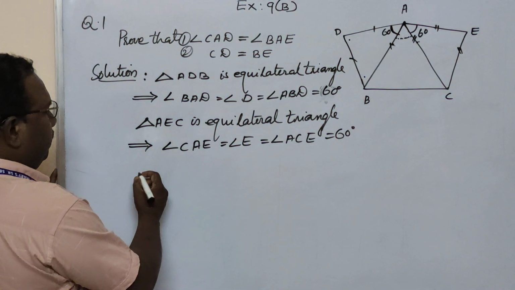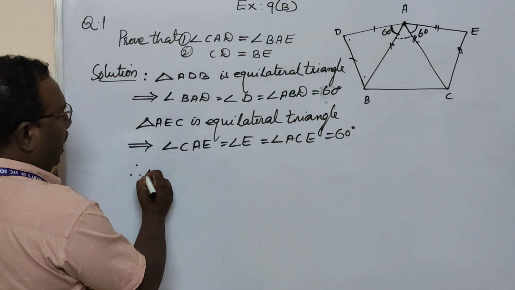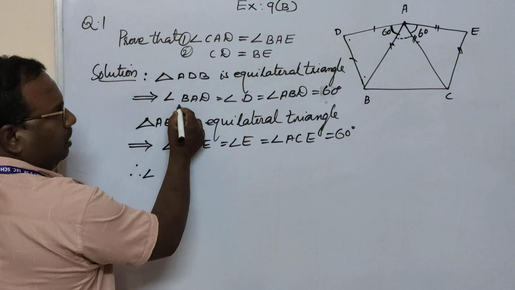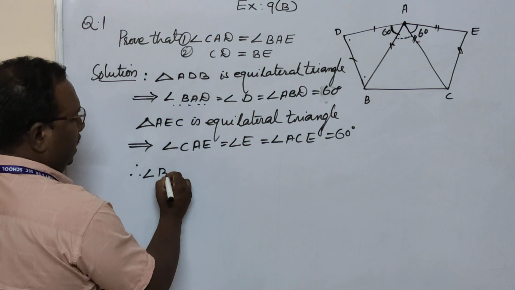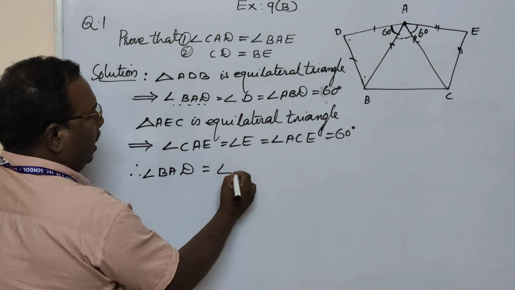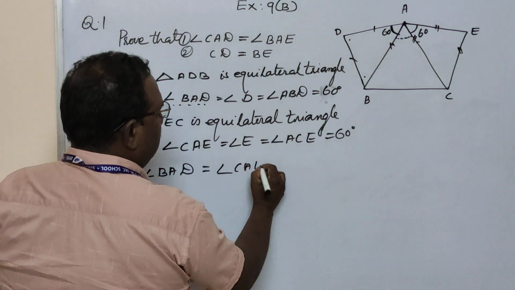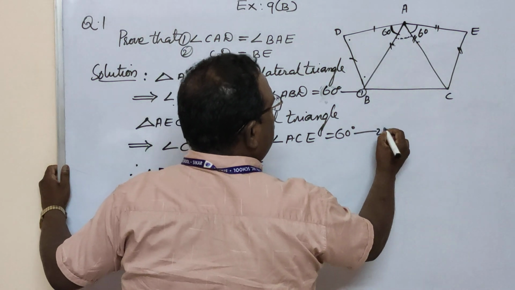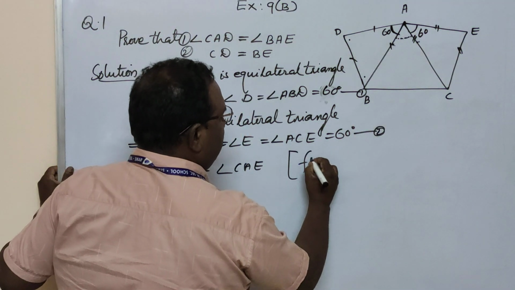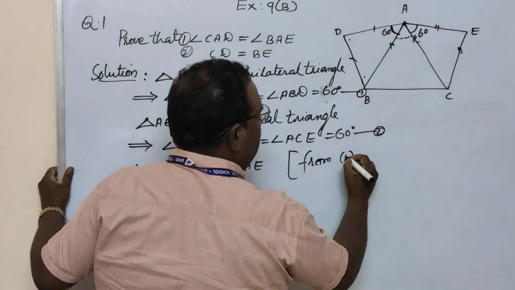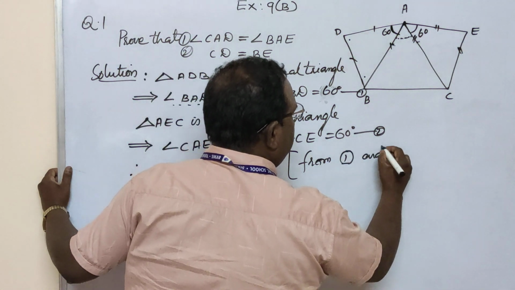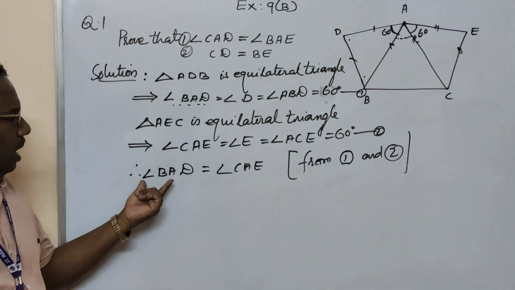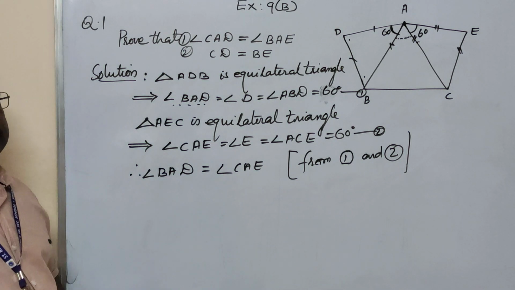So I am writing, therefore angle BAD, this one, angle BAD is equal to angle CAE. Why? If you mark this one as 1 and this as 2, you can write here from 1 and 2. From 1 and 2, we reach this step: angle BAD equal to angle CAE.